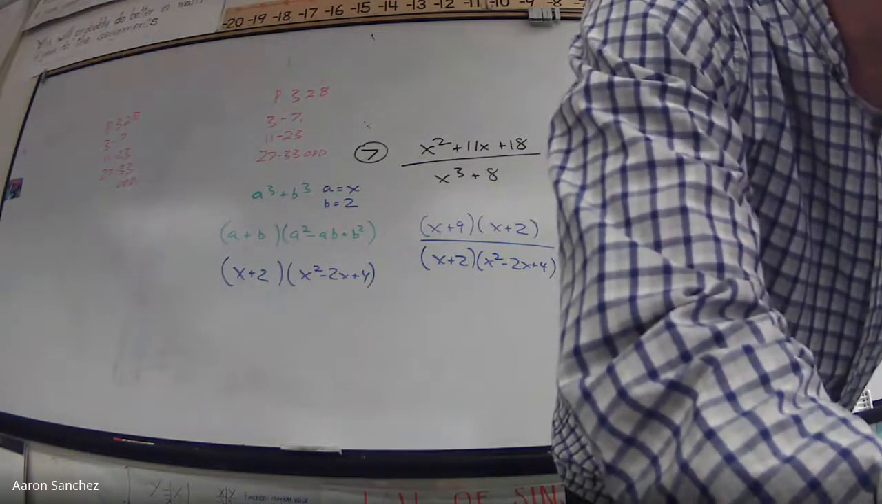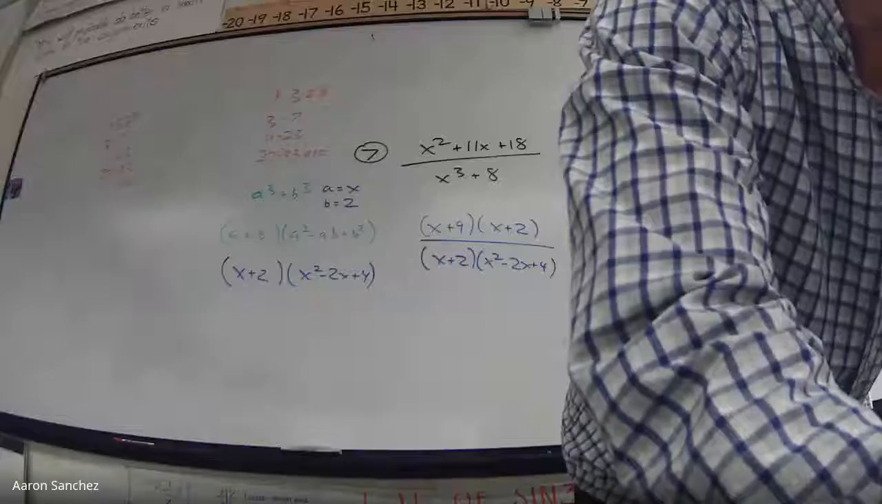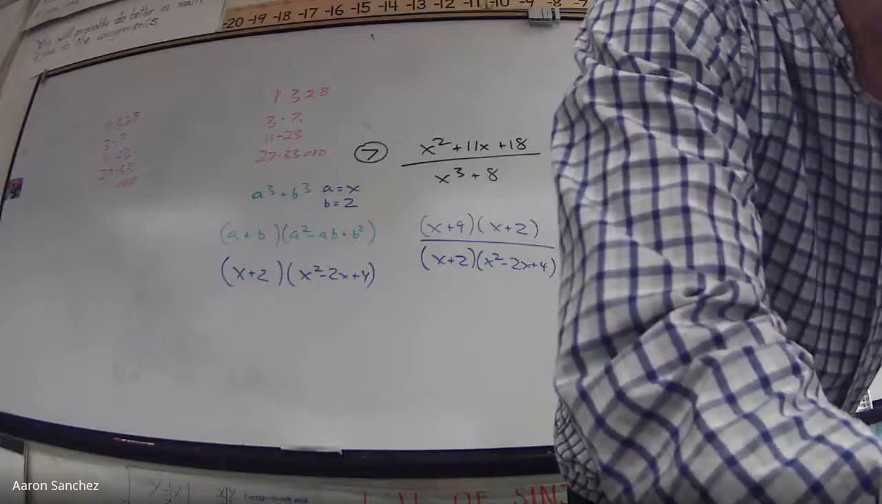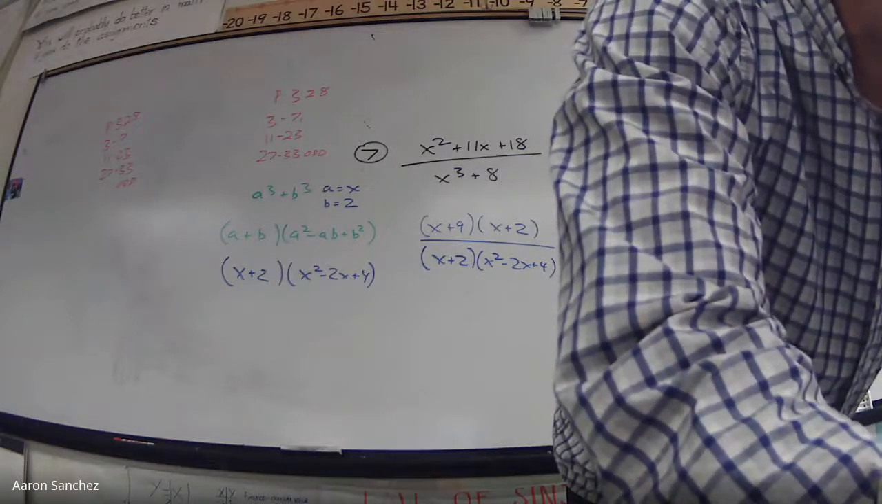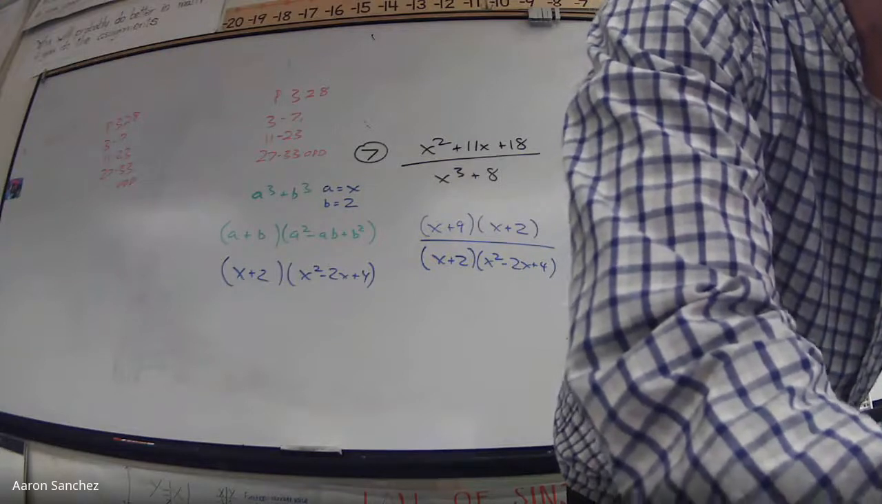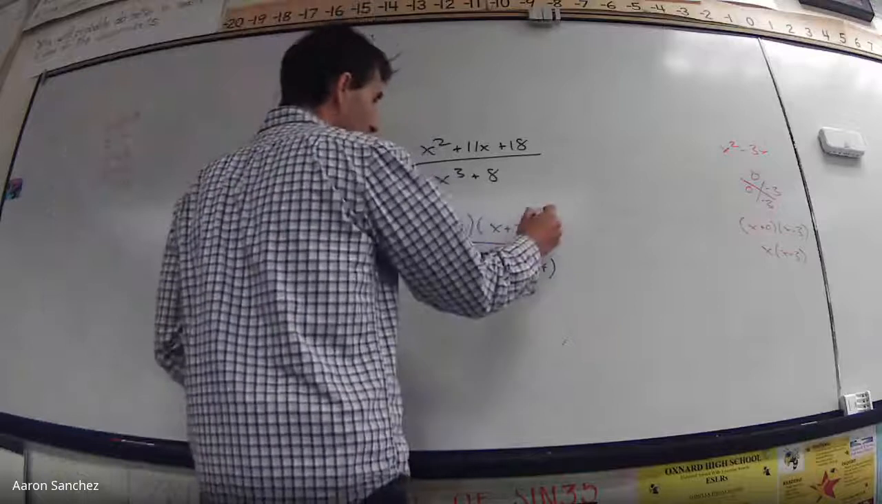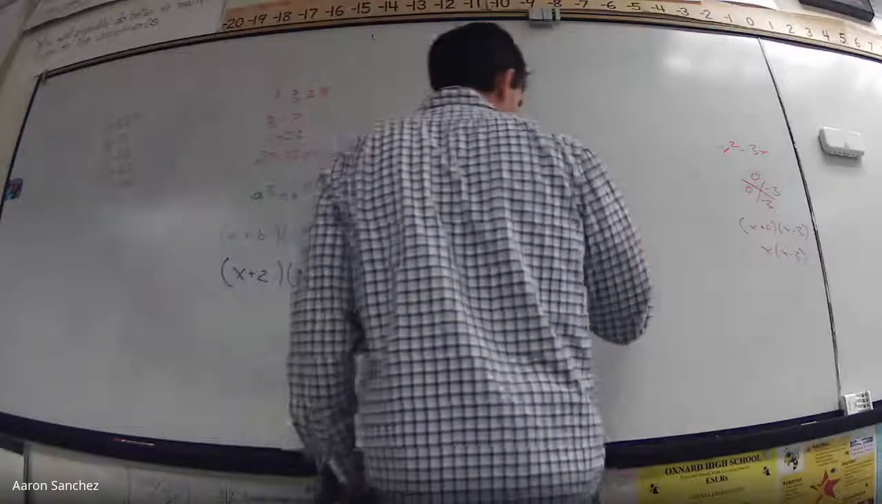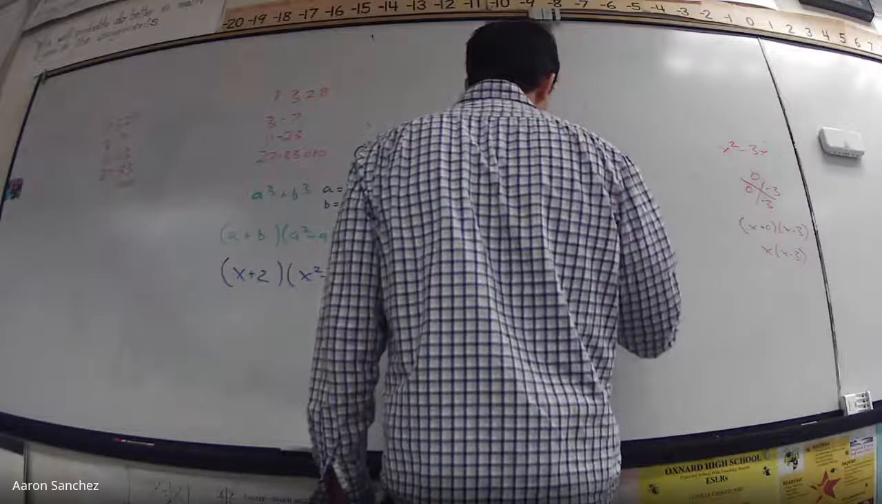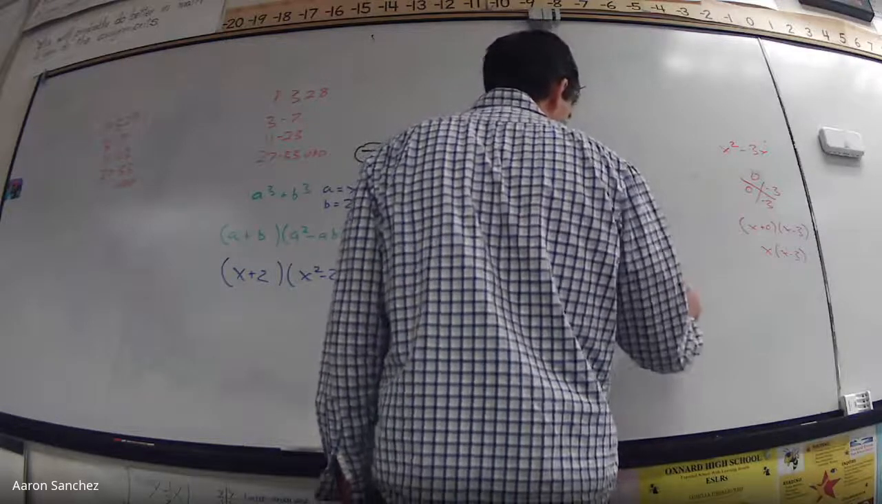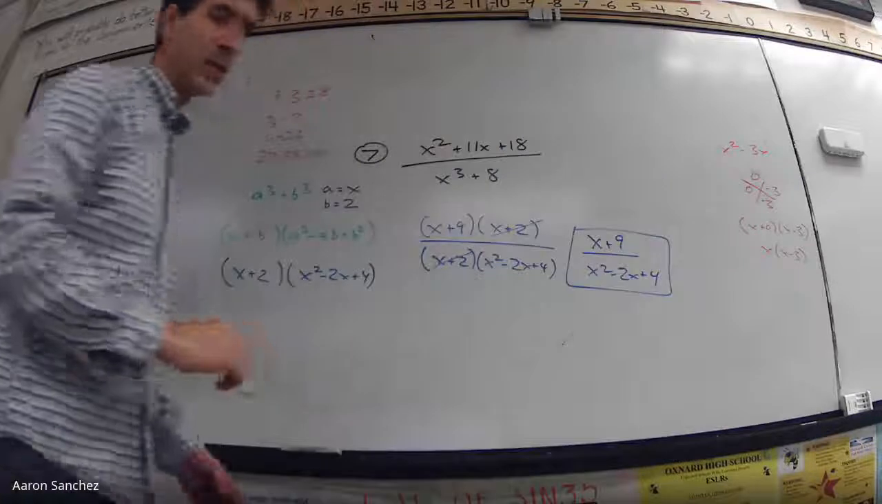Wait, where's Mara? Yes. All right, what do I cross out? X plus 2. You cross out the x plus 2. No, Mara left. I think she had a bad connection. Okay, Ethan is right. Cross out the x plus 2. So our answer is x plus 9 over x squared minus 2x plus 4. And that is your answer. Boom. That's all you got to do.